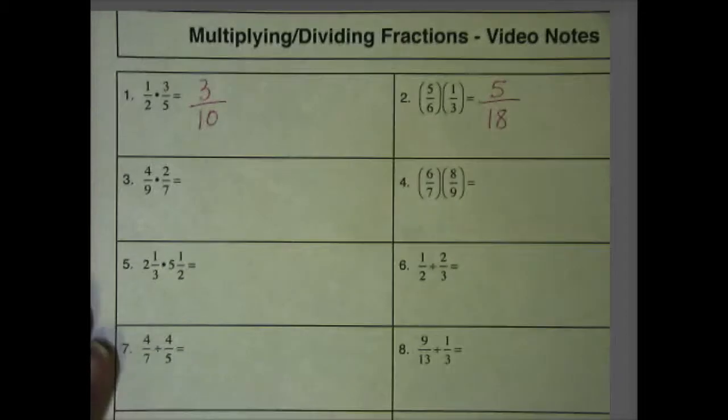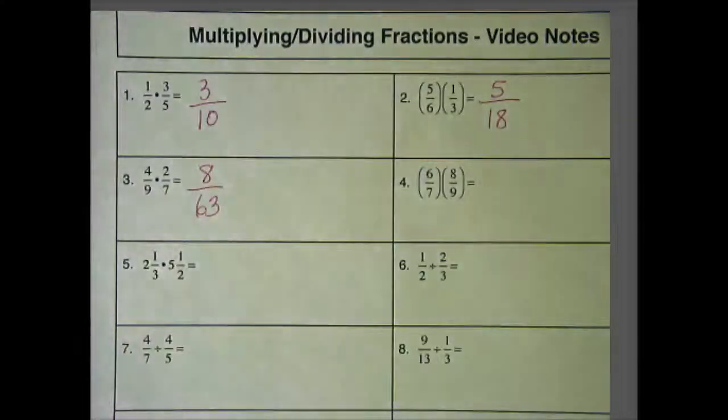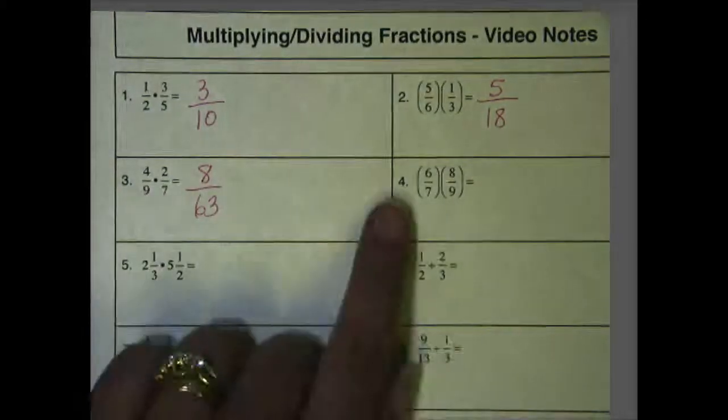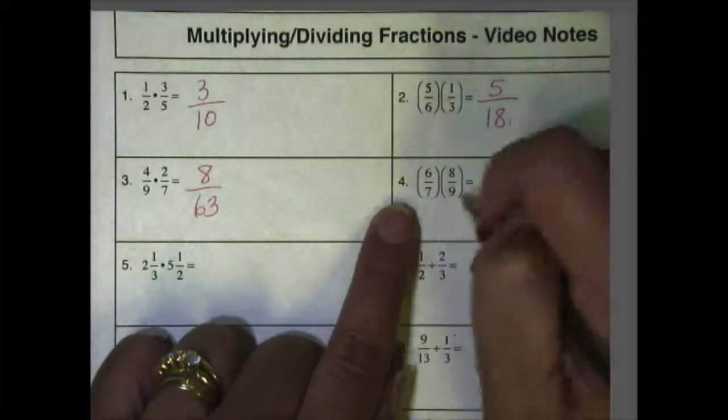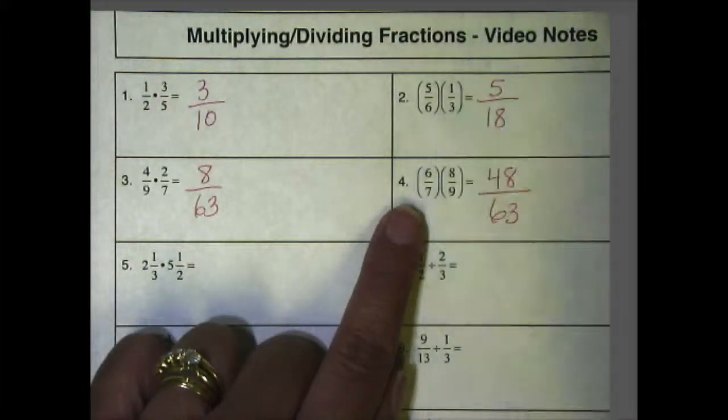Number 3, we have 4/9 times 2/7. So 4 times 2 is 8. 9 times 7 is 63. Again, it's in simplest form. Number 4, 6 times 8 is 48, and 7 times 9 is 63.